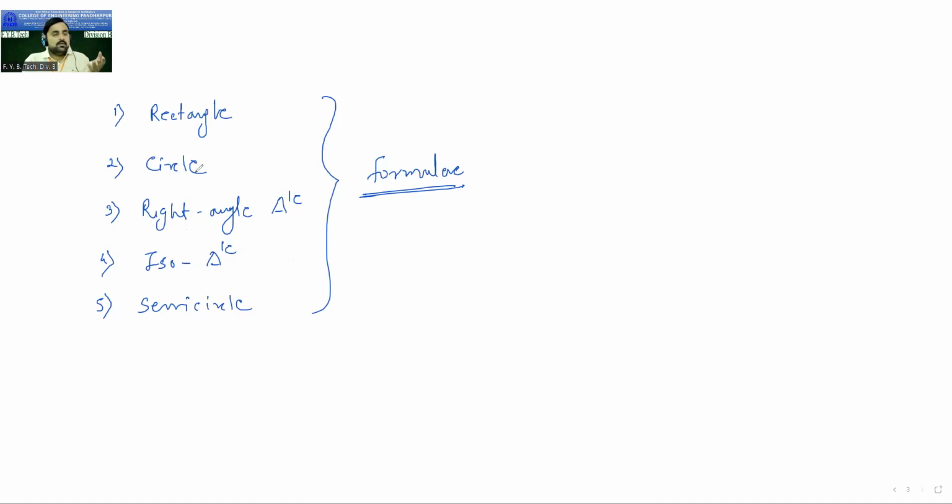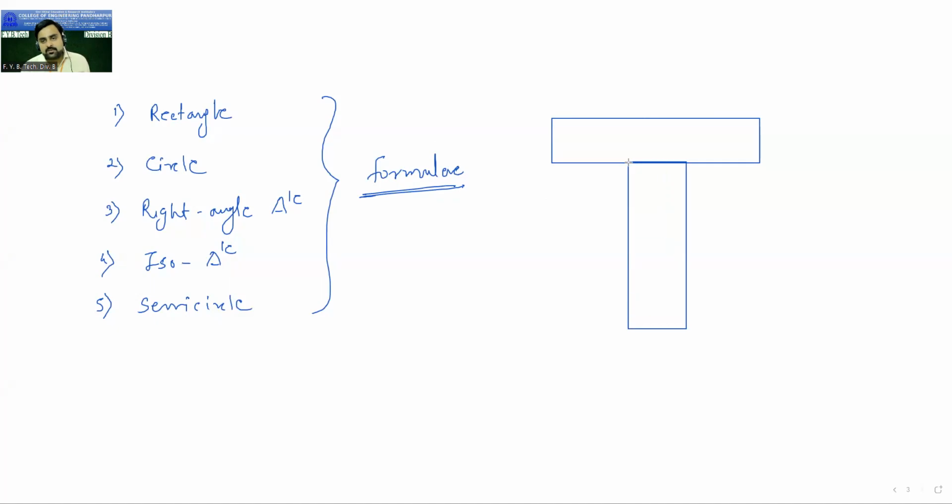Just now you have seen only the formulas for the 5 figures. You know how to calculate the centroid of these 5 figures. Now you know how to calculate x bar and y bar for these 5 figures. Now suppose I draw the diagram, if I draw the T section, this is called a T section.